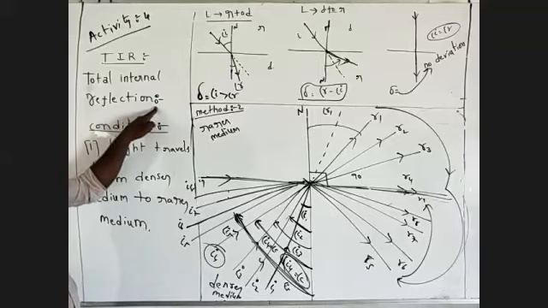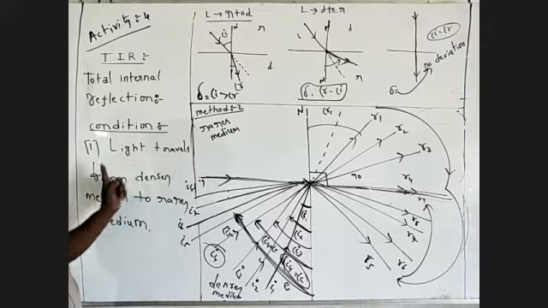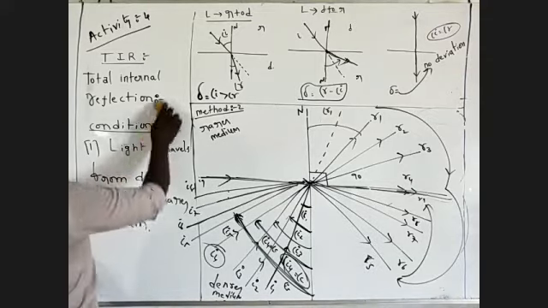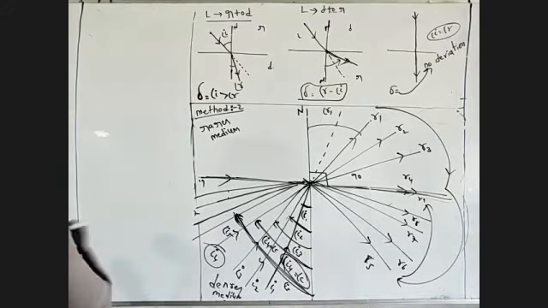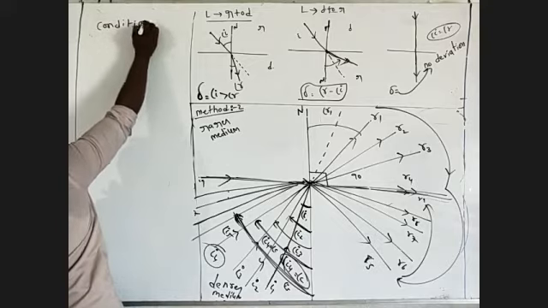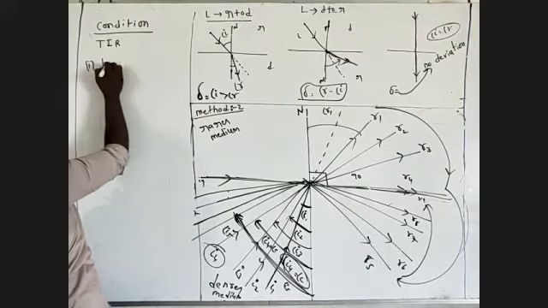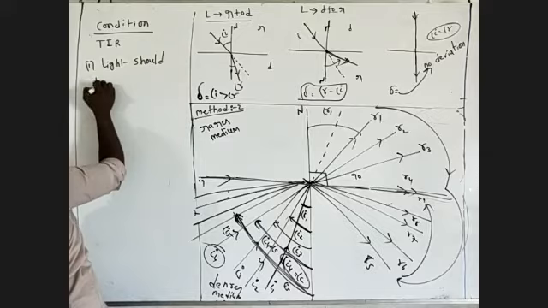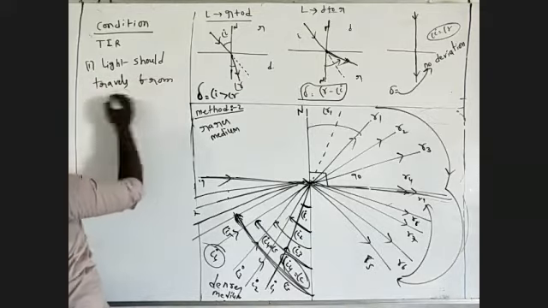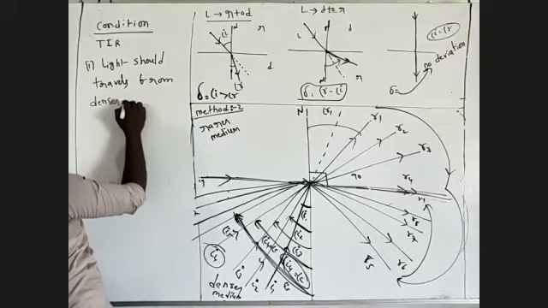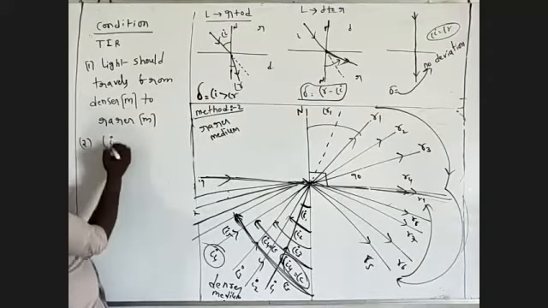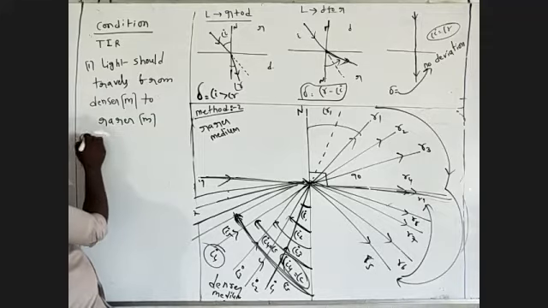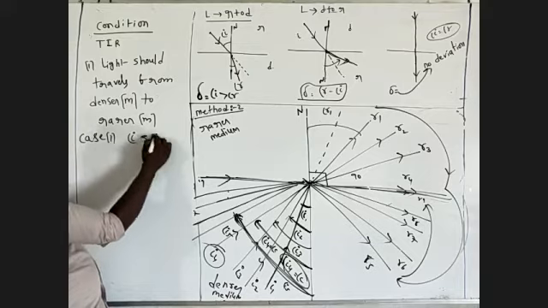So total internal reflection takes place under conditions. Condition number one: light should travel from denser medium to rarer medium. Condition number two: the angle of incidence. Case number one: angle of I less than the critical angle.